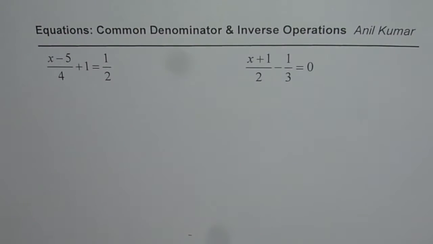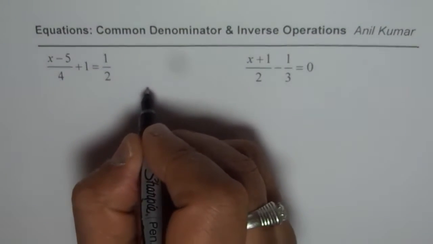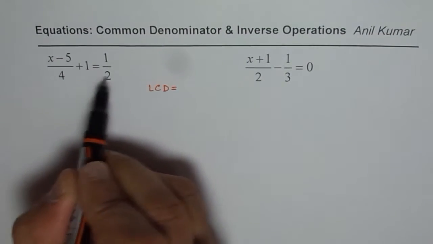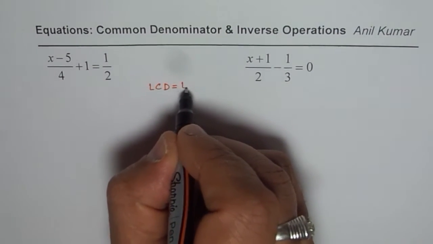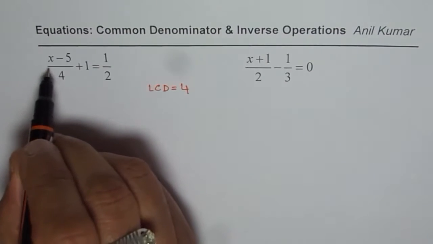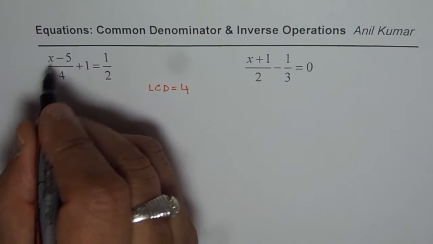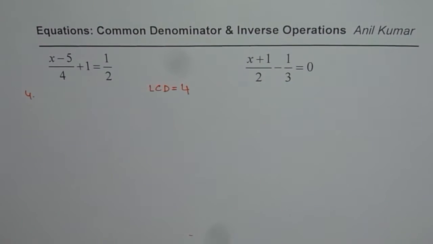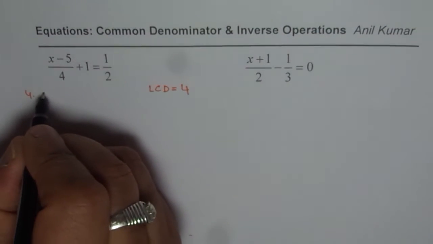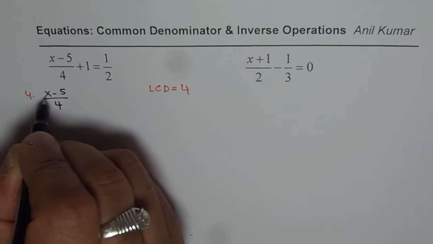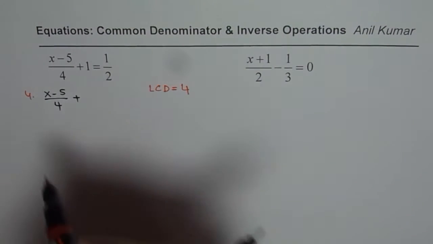Now the first step here is to find the lowest common denominator. For 4 and 2, the lowest common denominator is 4. So we'll multiply each term by 4. So that is the strategy for us. Let's multiply the first term, which is (x - 5)/4, by 4. So we have (x - 5)/4 times 4 plus 4 times 1.